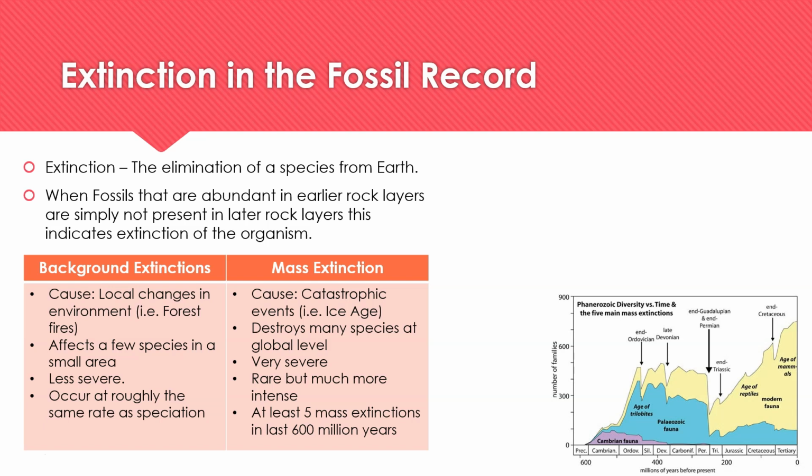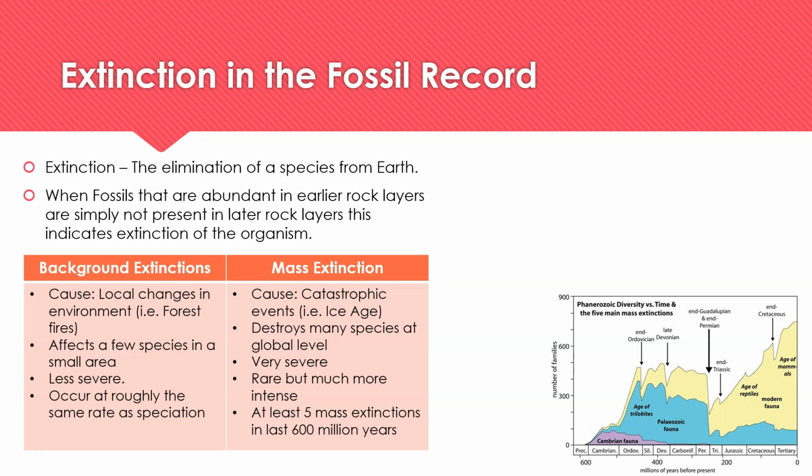Now, there are 2 ways we talk about extinction. There's background extinctions and mass extinctions. Background extinctions, unfortunately, happen naturally, and things do go extinct. Generally speaking, though, this is occurring at the same rate as new species being formed. So this tends to not be affecting massive numbers of species. There's only a few here and there. It's not a very severe level of extinction. It's sad, but it happens.